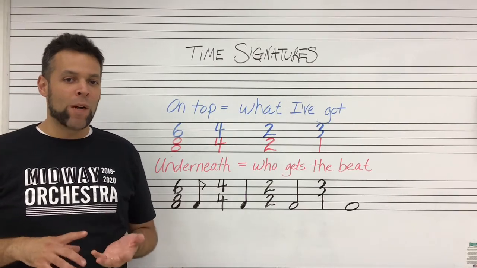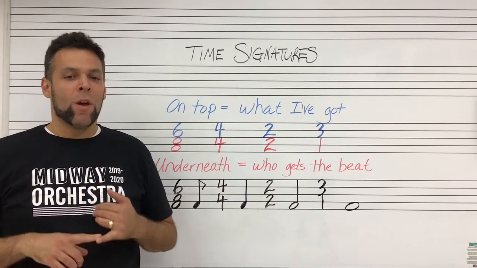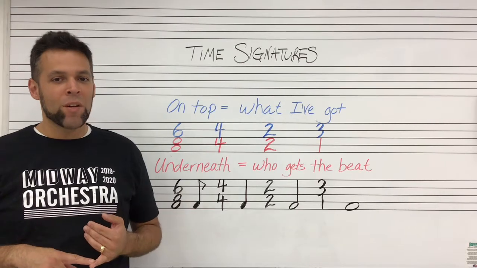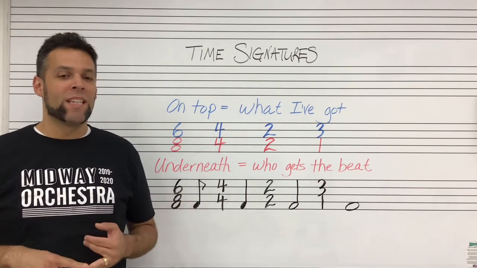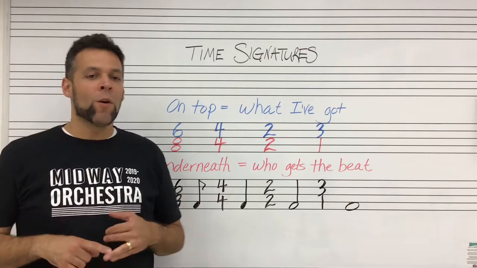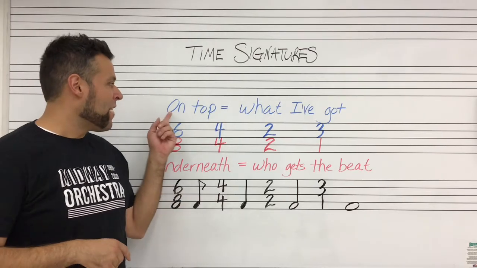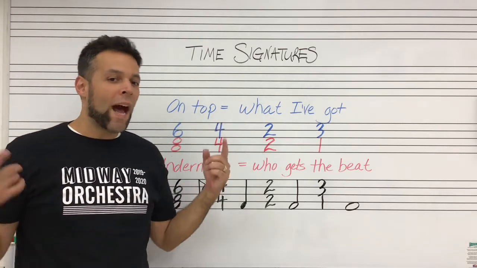In this little lesson, what I'm really wanting you to walk away with is really understanding what the top number and the bottom number represent in a time signature. So, two quick phrases to remember. If it's on top, it means it's what I've got.